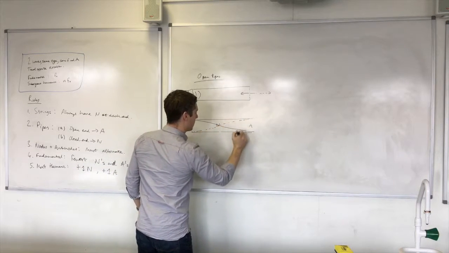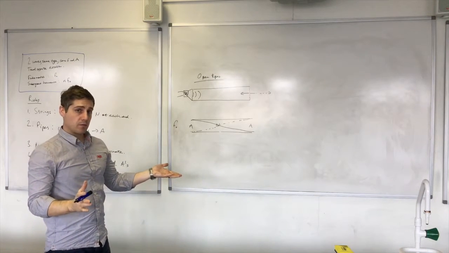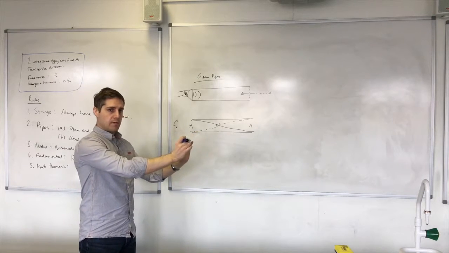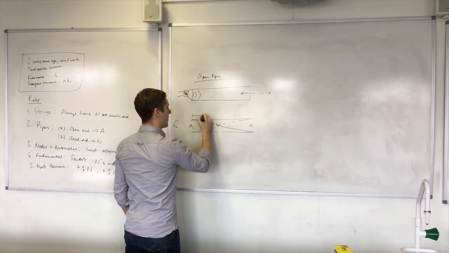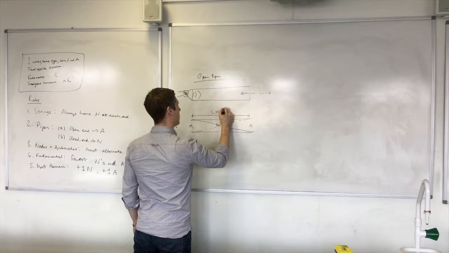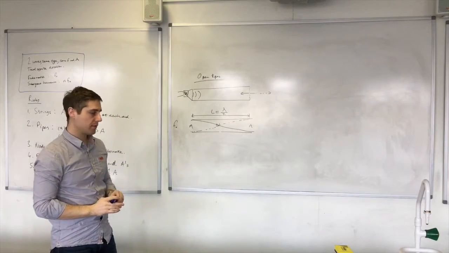So the other extreme would be like that. How much of the wave do we have formed here? Well, node to node is half a wavelength, and so is antinode to antinode. So the length of the pipe would be equal to half of the wavelength. So we've just got half a wavelength in there.